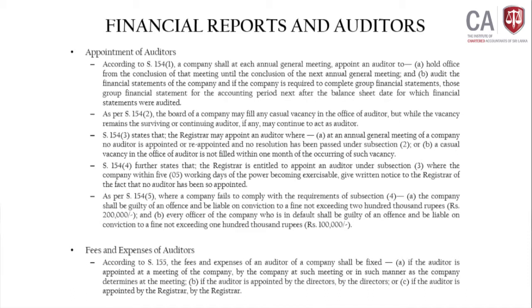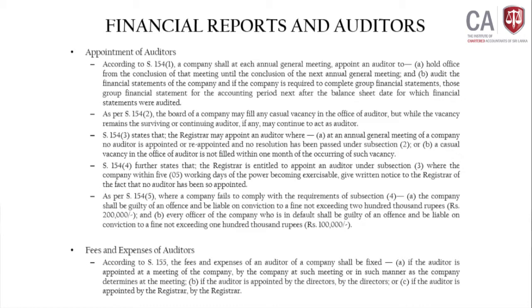Whenever there is a vacancy where the existing auditor has vacated the post, then in such a scenario, the Registrar of Companies can fill that casual vacancy within 1 month of such vacancy occurring. Section 154(4) further states that the Registrar of Companies is entitled to appoint an auditor under subsection 3, the previous subsection that we discussed, where the company, within 5 working days of the power becoming exercisable, has given written notice to the registrar.